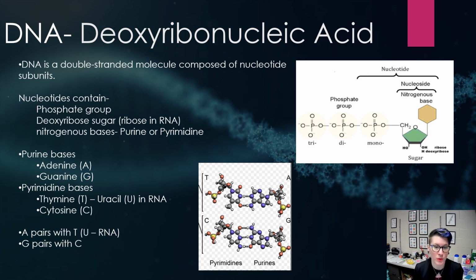Those subunits contain a phosphate group, a deoxyribose sugar, or in RNA it would be a ribose sugar, and nitrogenous bases, which are either purine or pyrimidine. The purine bases are adenine and guanine, and the pyrimidine bases are thymine and cytosine. A pairs with T and G pairs with C.